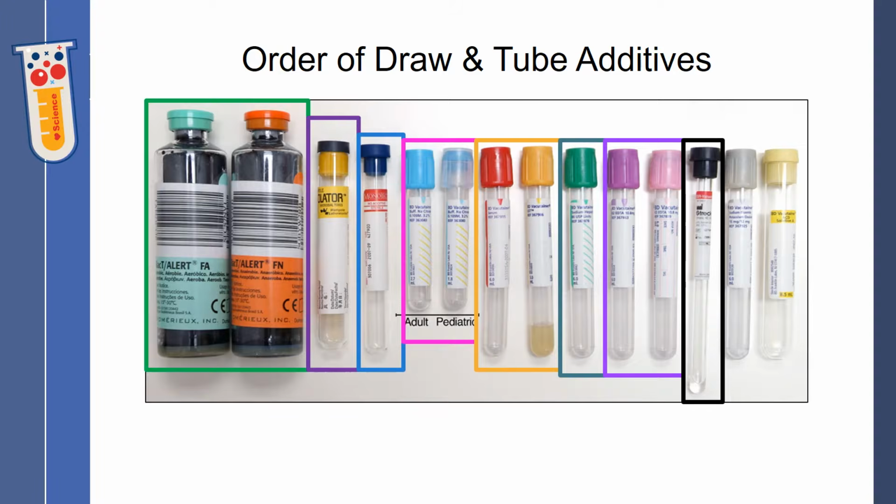If you have them in your lab, that's pretty cool, but I've never seen these in person. Now the gray top is a sodium fluoride potassium oxalate additive, and these are used for lactic acid testing. For lactic acid they need to be sent to you on ice, and they need to be run relatively quickly. Your lab will have a procedure that will spell out exactly how long after collection it can be run, what to do if it's not sent down on ice, that sort of thing.